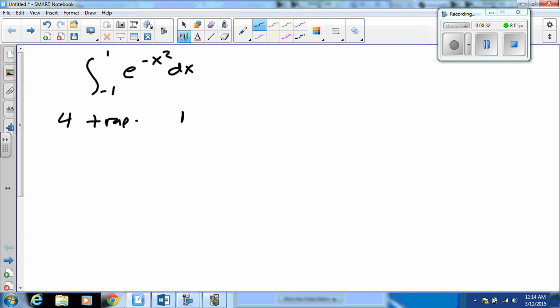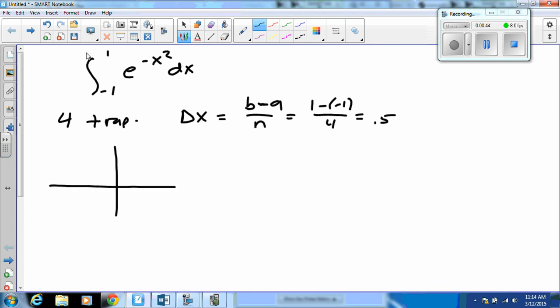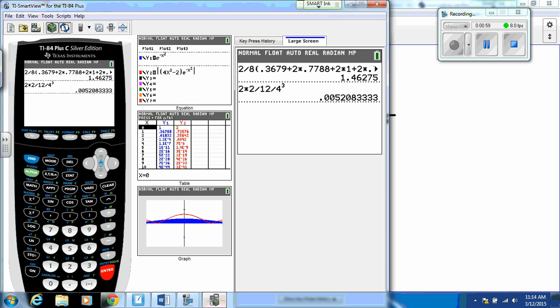And so we begin by computing our delta x, b minus a over n. So that we're going to start at -1 and go up in intervals of 0.5. Just like so. Now we need a graph, and so we're going to go to our graphing calculator here.